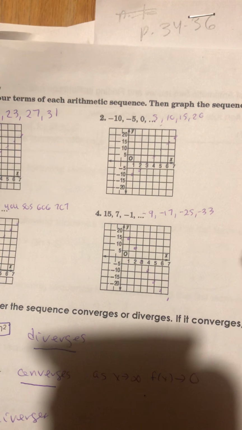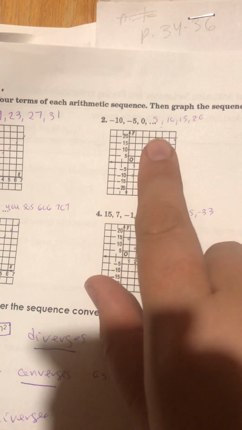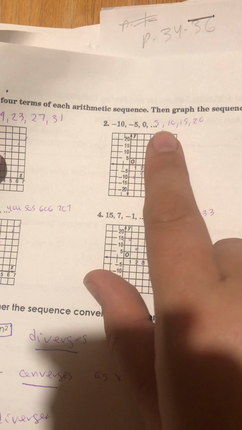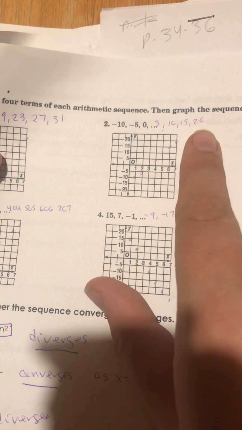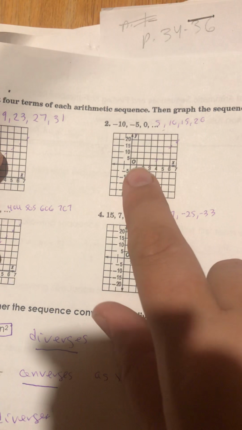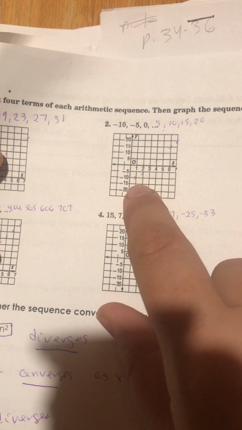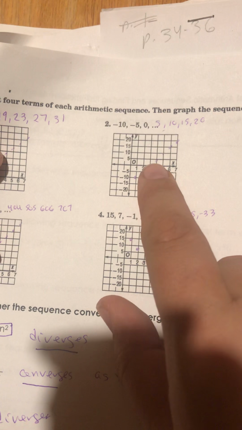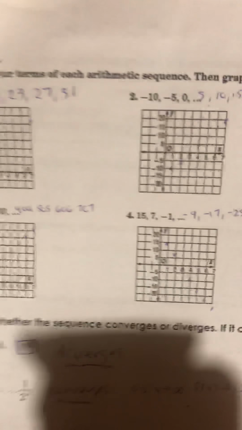Second problem here, again, they're asking for the next 4 terms and then graph. So this goes negative 10, negative 5, 0. The next 4 terms are 5, 10, 15, 20. So we're plotting, our first term is negative 10, plot that point. Second term is negative 5, etc. So that's what it looks like.